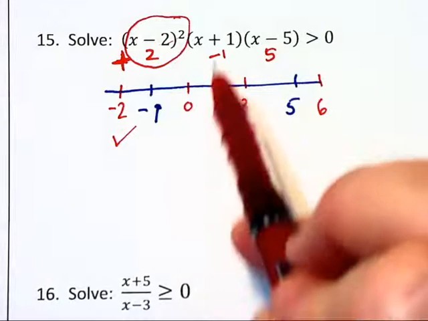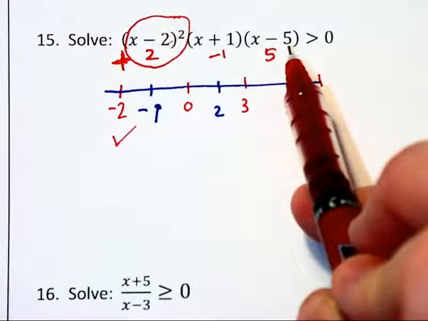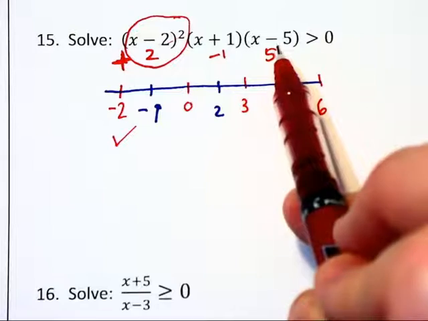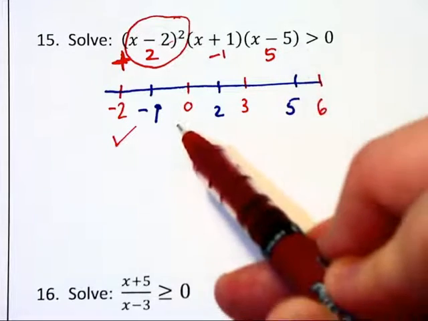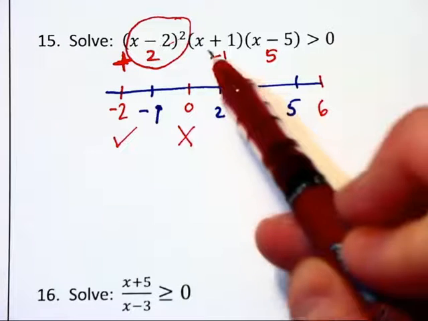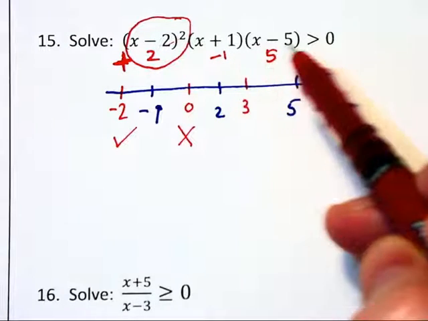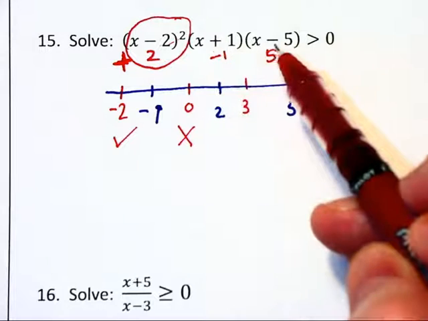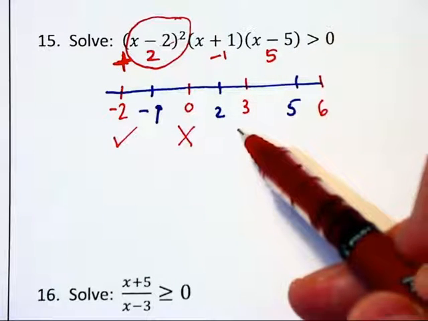Let's try 0. First parentheses is positive, second one's negative. Positive times negative is negative, but we want this to be greater than 0. No, that won't work. Let's try 3. 3 minus 1 is 2. 3 minus 5 is -2. Positive times negative, that doesn't work either.